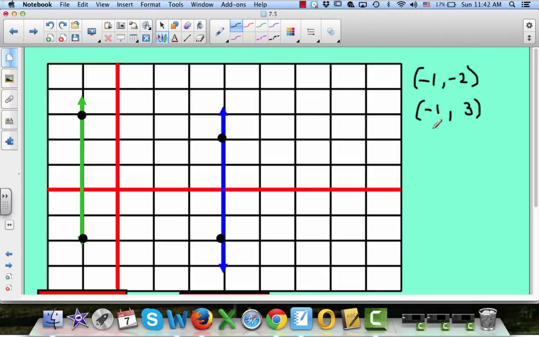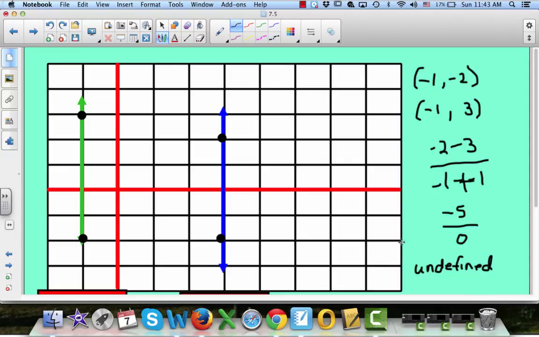So let's do the slope on it. So we go negative 2 minus 3 over negative 1 minus a negative 1. That gives us negative 5 over negative 1, and this becomes positive. Negative 1 plus 1 gives us 0. Do you remember what it means when you have 0 on the bottom? Division by 0 is undefined. It's impossible. So you would write, this has an undefined slope. Vertical lines have an undefined slope.